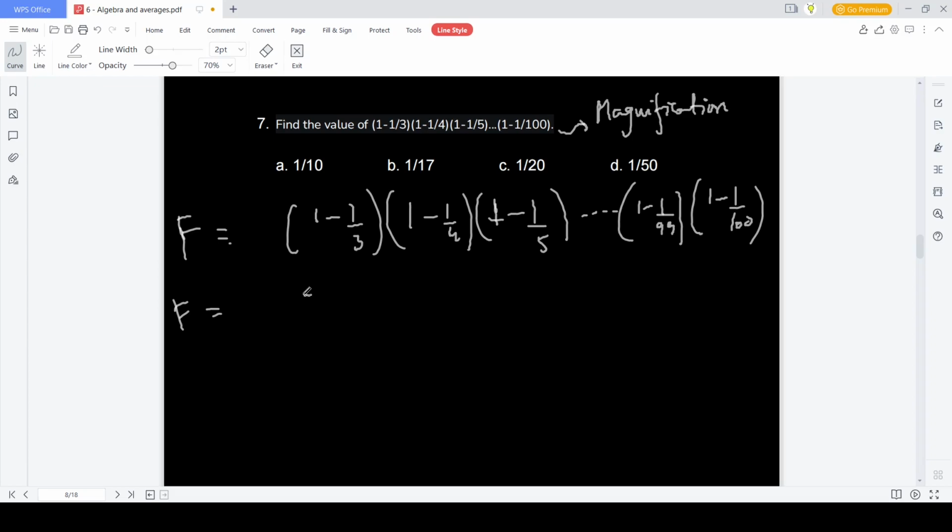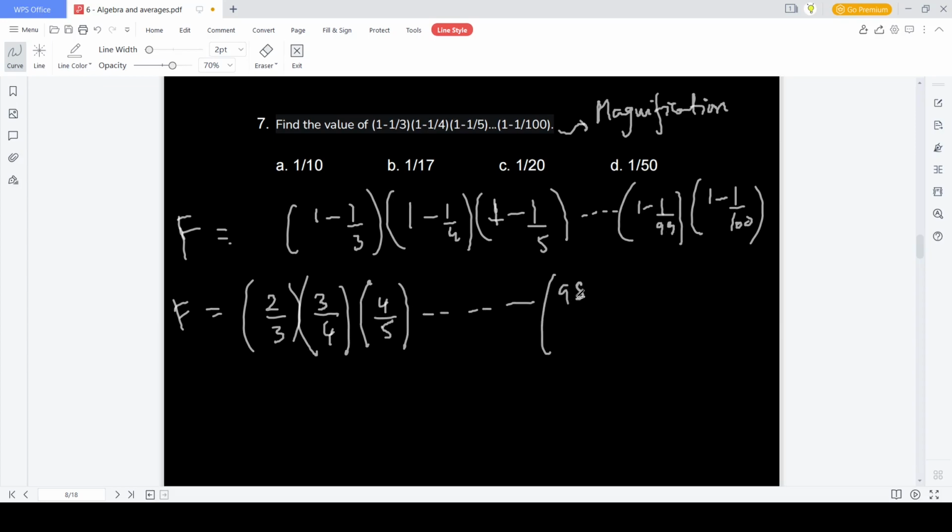What we have to find is equal to, see, I will take common denominator everywhere. So 3 minus 1 is 2, 2 by 3, into 4 minus 1 by 4, that is 3 by 4. This is very similar to the question we solved on top. This is nothing but 4 by 5, so on. This becomes 99 minus 1, 98 by 99, and this becomes 99 by 100.